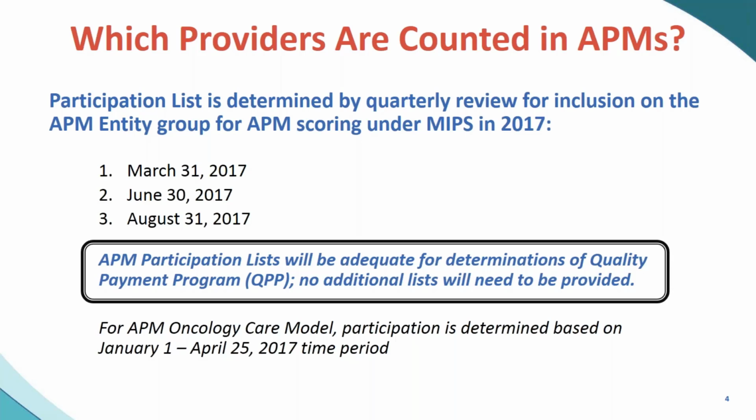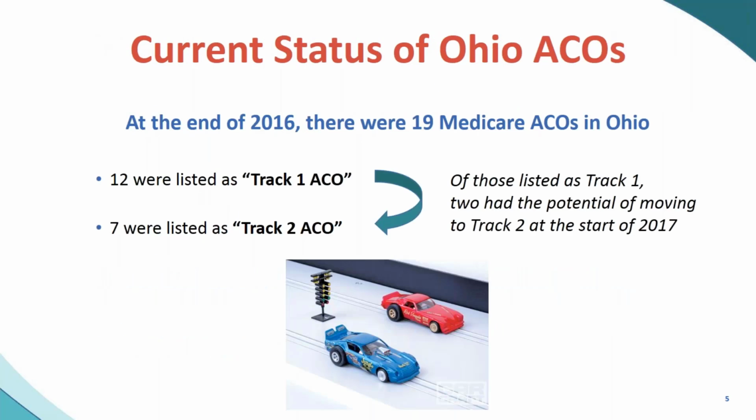They just take what you've done for your shared savings program or another ACO participant list, but just recognize that any identification within the MIPS program, it tracks back to what you've done in your ACO program. So where are we with ACOs here in Ohio? We're looking at ACOs, we're not looking at APMs here, even though there's going to be a little bit of overlap, which we'll get into.